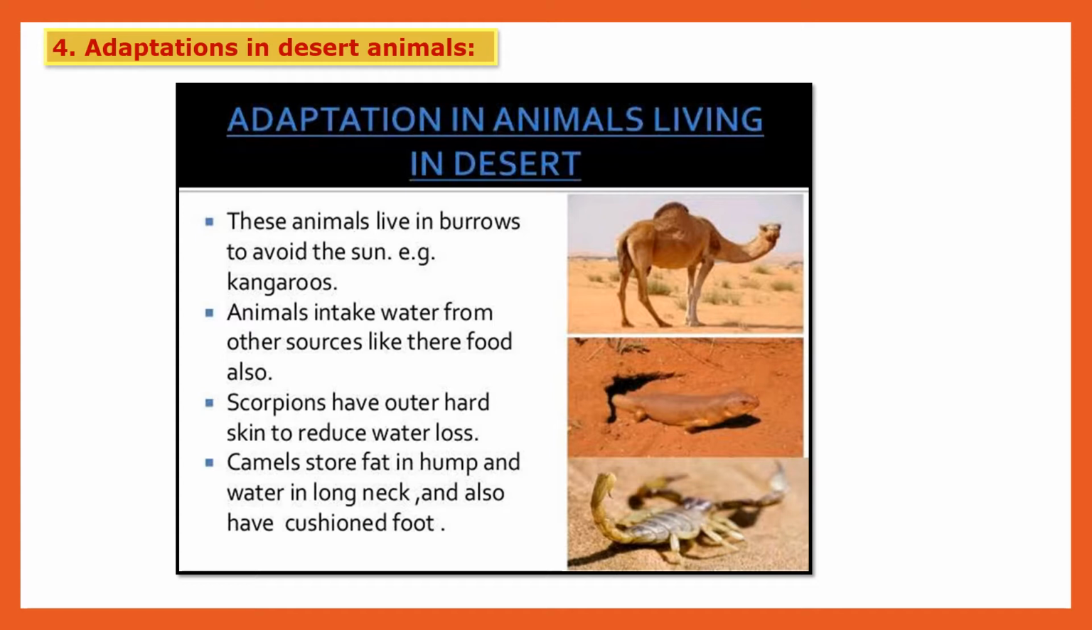Camels store fat in the hump and water in the long neck, and also have cushioned feet. So this camel is storing fat in the hump. Hump means the back side of the neck of this camel. There is a round-shaped bump there. That bump is called a hump, and in that this camel is storing fat. Then for water purpose, it is using its long neck.